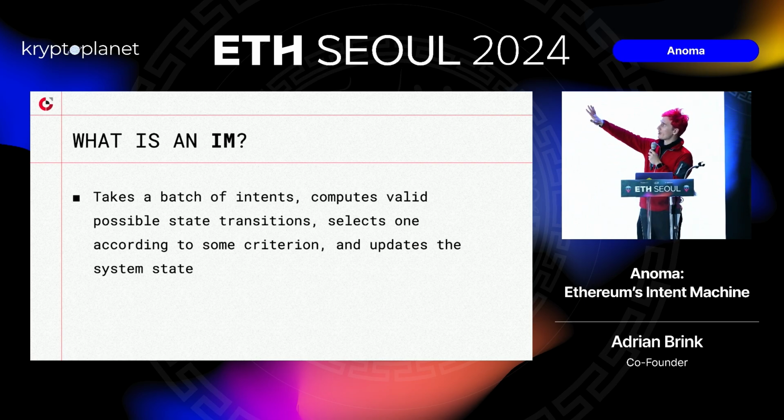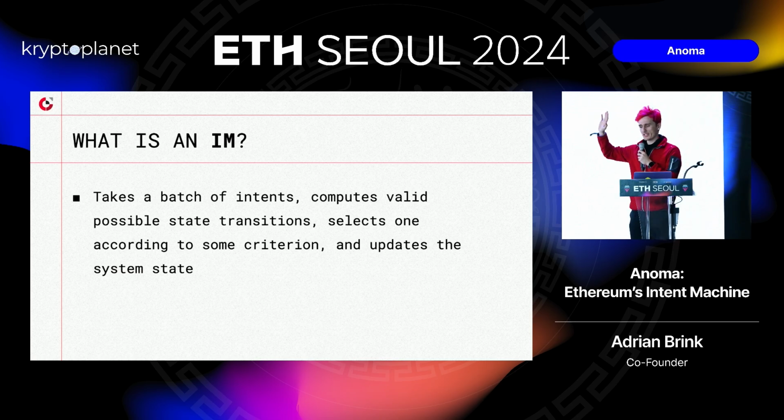But first, let's go into what is an intent machine, or what is an IAM. An IAM really takes a batch of intents, computes possible valid state transitions, and then selects one of them according to some criteria, to update the system state.